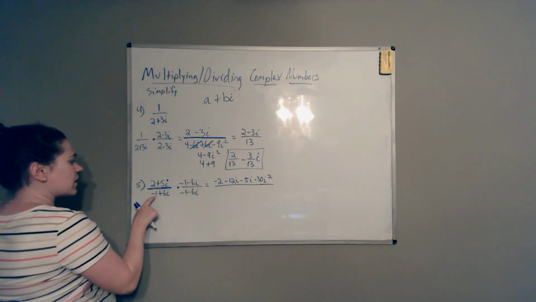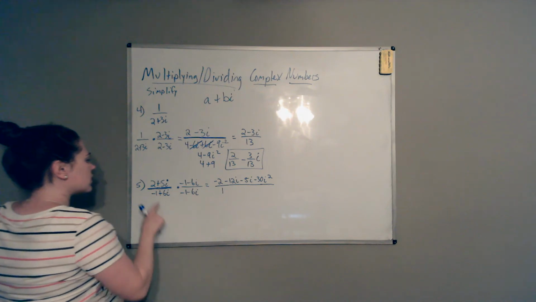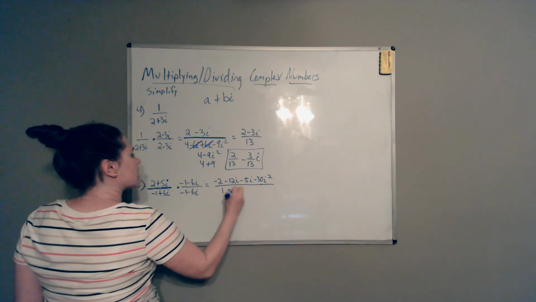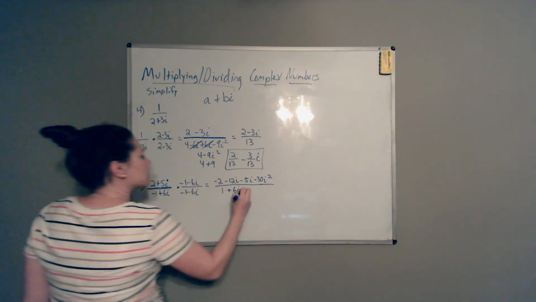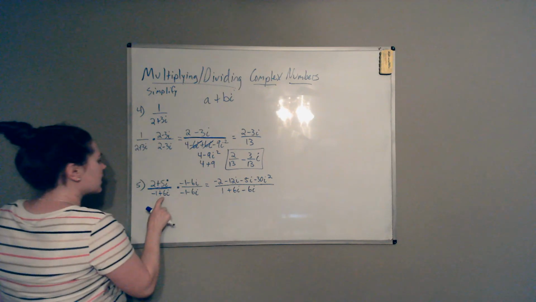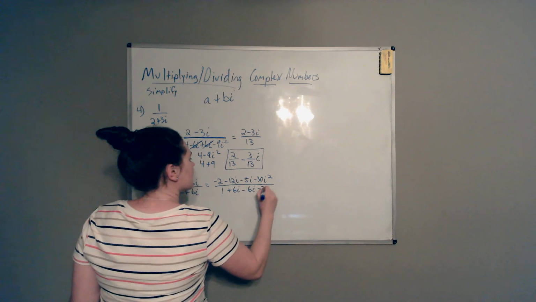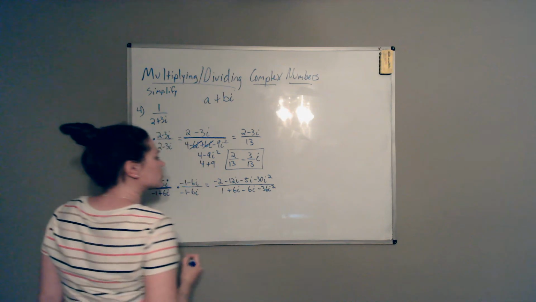Then do the denominator. Negative 1 times negative 1 is 1. Negative 1 times negative 6i is 6i. 6i times negative 1 is negative 6i. 6i times negative 6i is negative 36i squared.